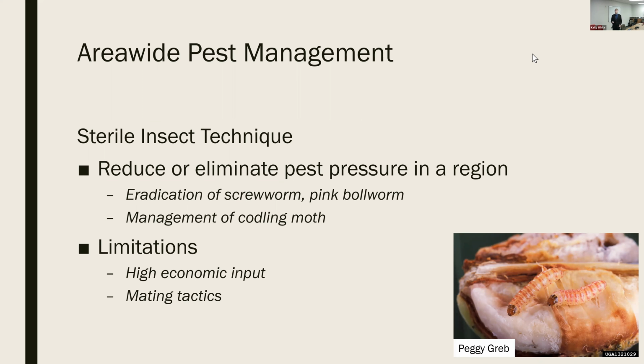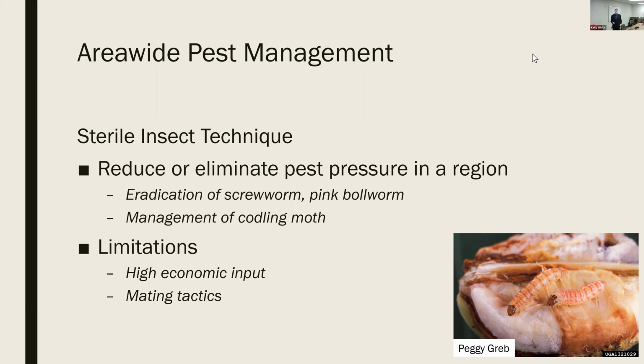Another more recent situation has been the eradication of pink bollworm from the southern United States, utilizing the sterile insect technique. While this is a very powerful technique for the management of pest insects, it does have its limitations. The primary one of these is that it requires a very high economic input. It is not a cheap process to mass rear and sterilize male insects in such a way that they remain reproductively competitive within the natural populations.